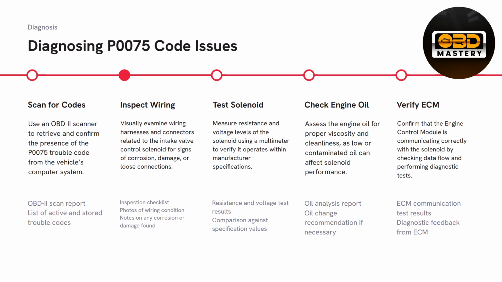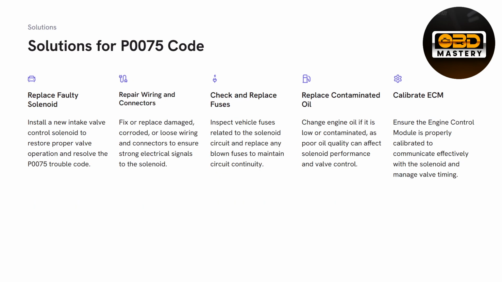Verify ECM. Confirm that the engine control module is communicating correctly with the solenoid by checking data flow and performing diagnostic tests. ECM communication test results. Diagnostic feedback from ECM. Install a new intake valve control solenoid to restore proper valve operation and resolve the P0075 trouble code. Fix or replace damaged, corroded, or loose wiring and connectors to ensure strong electrical signals to the solenoid. Inspect vehicle fuses related to the solenoid circuit and replace any blown fuses to maintain circuit continuity.